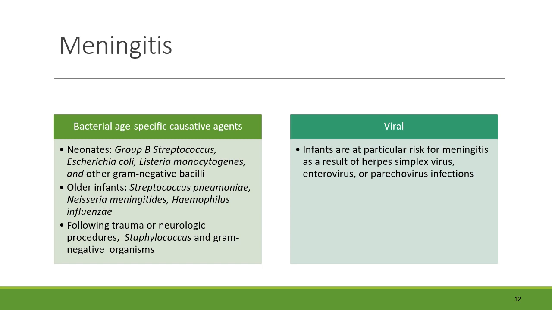Following trauma or other neurologic procedures in children, Staphylococcus and gram-negative organisms are the most common causative agents. Viral agents include, for infants, who are at particular risk for meningitis as a result of herpes simplex virus, enterovirus, and parenchymal infections.